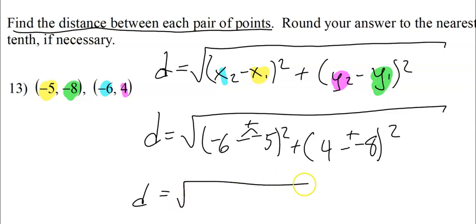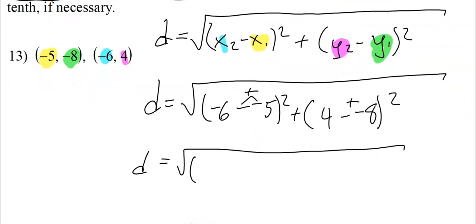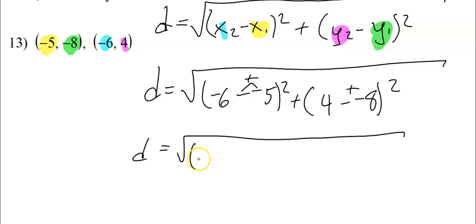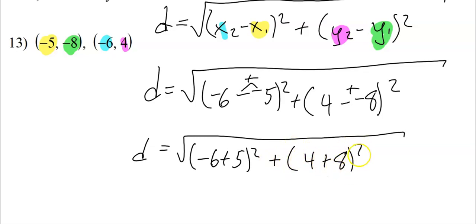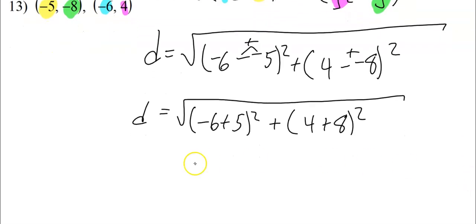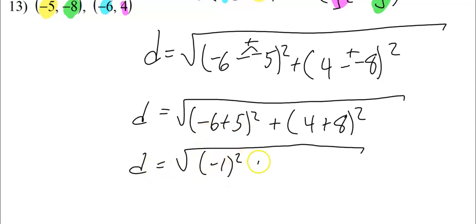So the distance between these two endpoints is going to be negative 6 plus 5. And what's really kind of cool is in our calculators and in Desmos, you can just do minus a negative. Instead of changing it to a plus 5, you can do minus a negative in your calculator. Alrighty, so now we've got negative 6 plus 5. That's going to be negative 1, and I'm going to square that. 4 plus 8 is 12, and I am going to square that.